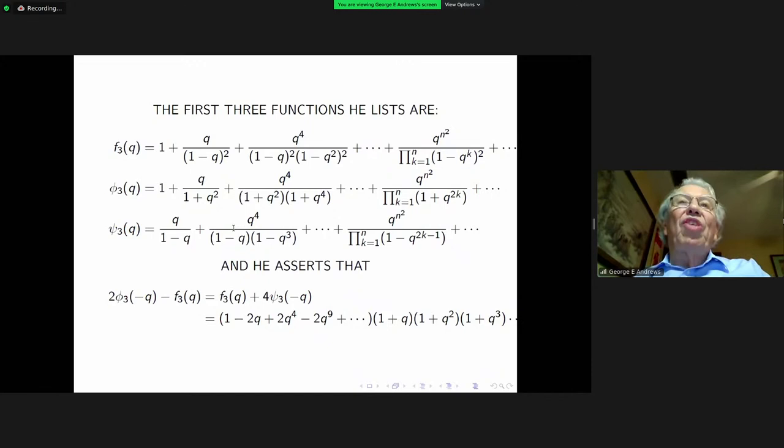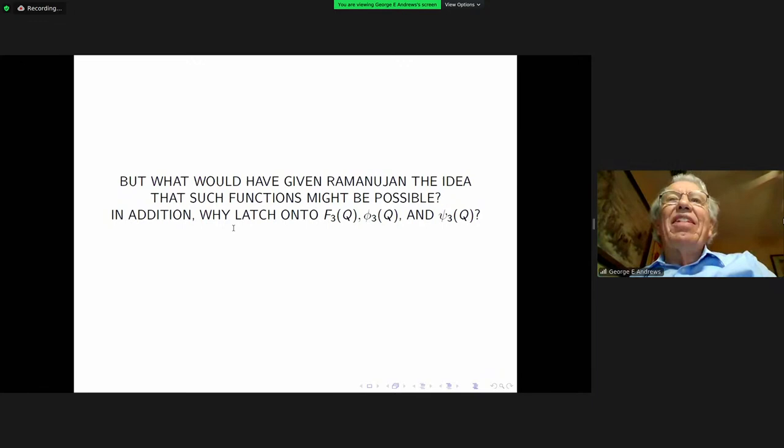So Ramanujan lists these three functions in his letter to Hardy, and he makes the following assertions about them. The thing that should be noted for you is that these linear combinations that he has made up are equal to, if you look at the bottom of the screen, a classical theta function, theta 4, times a classical infinite product, which is basically an eta quotient, so that the right-hand side is a modular form, whereas he's asserting that while the F, phi, and psi are not modular forms, these linear combinations produce modular forms. But what would have given Ramanujan the idea that such functions might be possible?